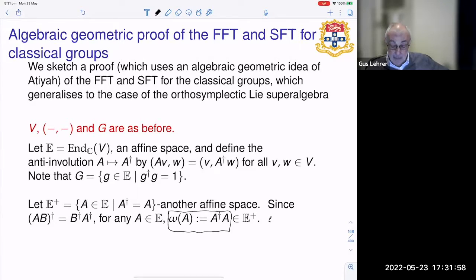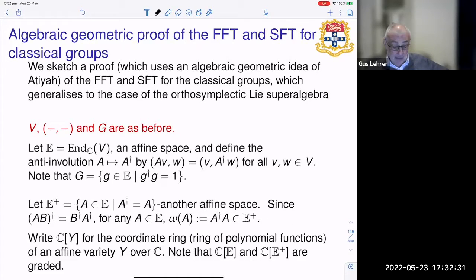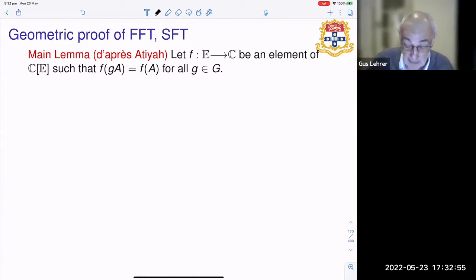And omega from E to E plus is a quadratic map. That means it's of degree 2 in the variables. Note that E and E plus are both graded. Now, we write C of Y for the coordinate ring of an affine variety, and note that C of E and C of E plus are graded, as I just mentioned. Here is the main lemma.